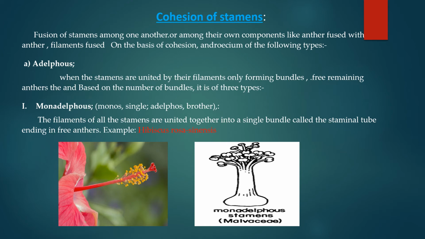The first one is monoadelphous condition. Mono means single and adelphous means bundle or brother. The filaments of all the stamens are united together into a single bundle called the staminal tube, ending in free anthers. Example in case of Hibiscus rosa-sinensis. You can see where all the filaments are fused to form a single bundle and anthers are free here. And this forms a single bundle. We call it a monoadelphous condition.